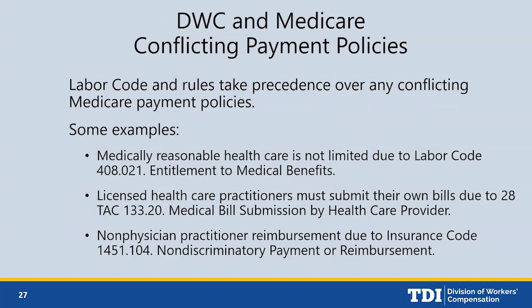So some conflicting payment policies, where Medicare says one thing and we say another, ours are going to take precedence. Some examples are 408.021, our labor code that talks about an injured employee's entitlement to medical benefits. It says that our injured employees are going to get all health care that's medically necessary for the compensable injury. Now, in Medicare, there are some limitations. They have some monetary caps, say on PT, where there's an X amount of dollars that they'll reimburse a year for a Medicare recipient.